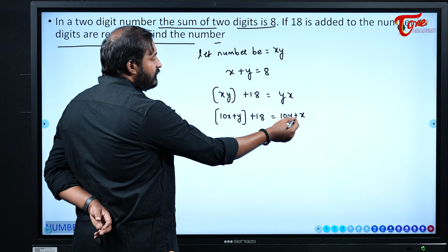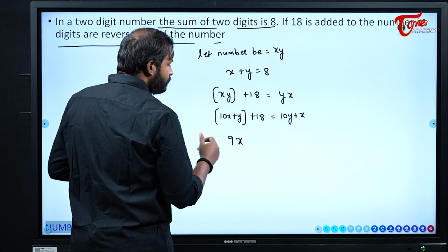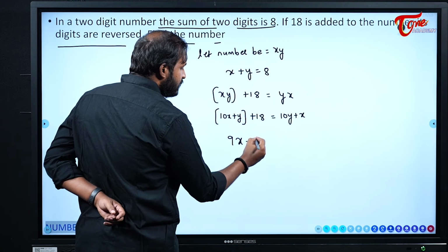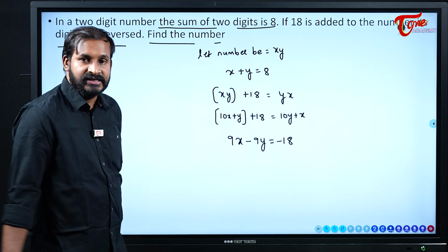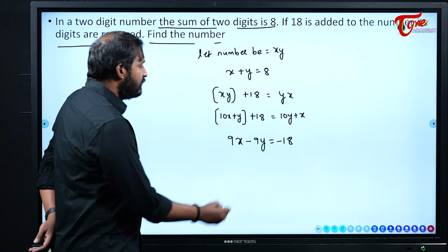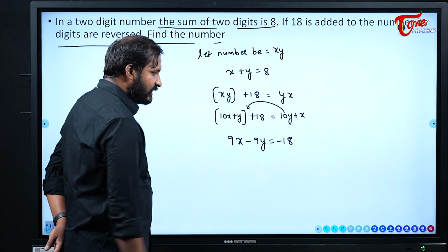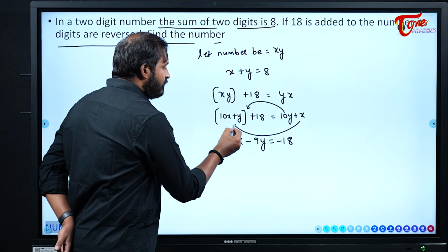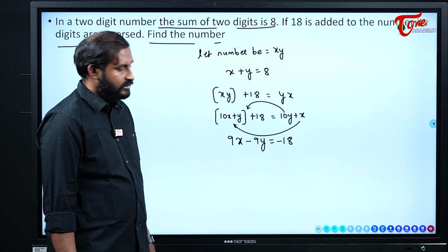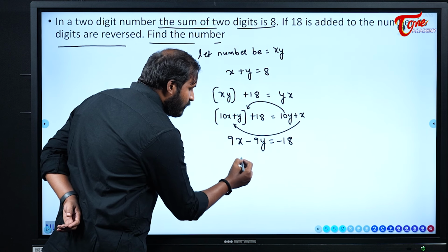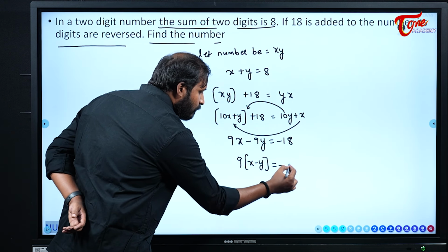Now I am sending 18 to that side and 10y to this side. When I do that, what I will be left with here is 9x minus 9y is equal to minus 18. Why? Because when I send 10y to this side, it will become minus 10y, so minus 9y. And when I send x to this side, it will become minus x, so 10x minus x will become 9x, right? So when I take 9 common here, 9 times (x minus y) is equal to minus 18.